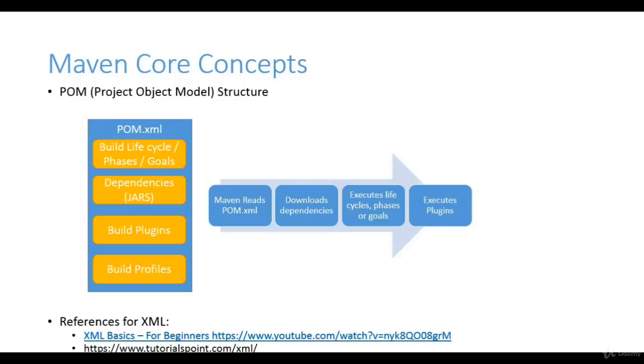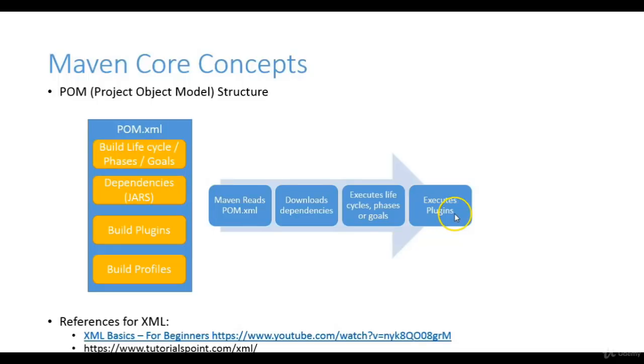Here is a diagram illustrating how Maven uses the POM file and what the POM file primarily contains. So Maven first reads pom.xml and then downloads dependencies into the local repository if it does not find them there, and then executes life cycles, build phases and/or goals, and then it executes the plugins.